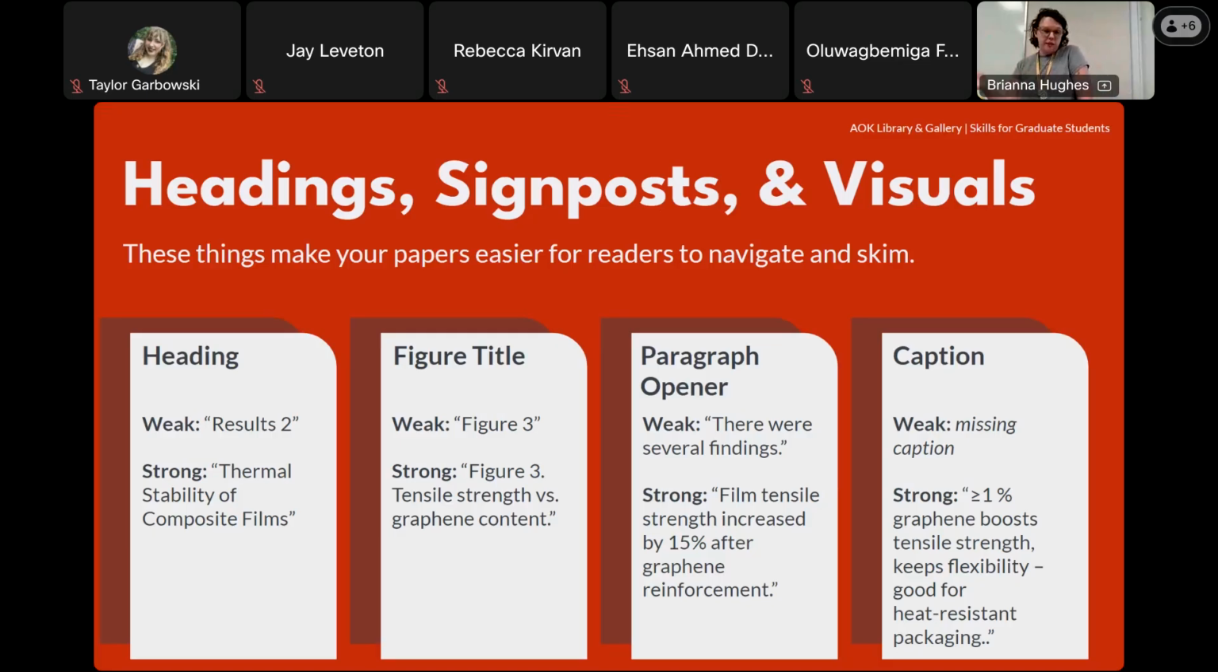So let's look at each of these examples in turn. So instead of using results 2, what are those results? Thermal stability of composite films would be an example. Figure title, still have it numbered, figure 3, but then what is figure 3? Tensile strength versus graphene content. A good example of a topic sentence would be talking exactly about what those findings were. Film tensile strength increased by 15% after graphene reinforcement. And these are just obviously all examples that I created. And then the caption, that caption goes a long way to describing what it is that you're looking at.